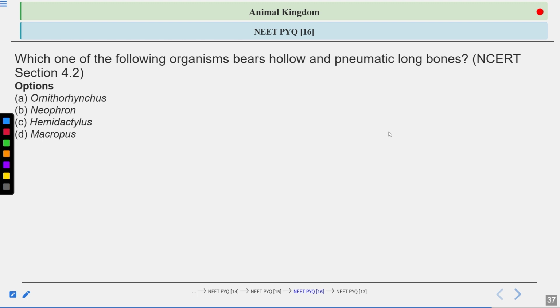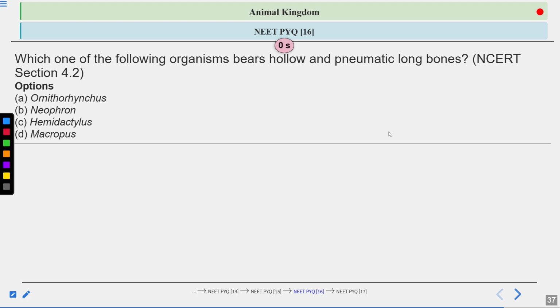Try this. Which one of the following organisms bears hollow pneumatic long bones? Options: A, Ornithorhynchus; B, Neophron; C, Hemidactylus; and D, Macropus. The four options are here and you have to select the correct one, the organism that bears hollow and pneumatic long bones. So you can solve this question in the given time, and then we will check out the correct answer.